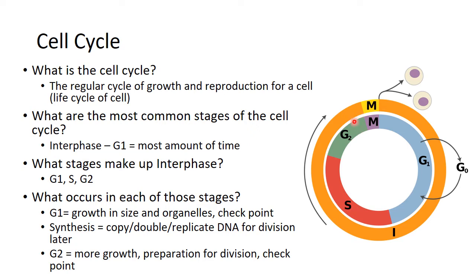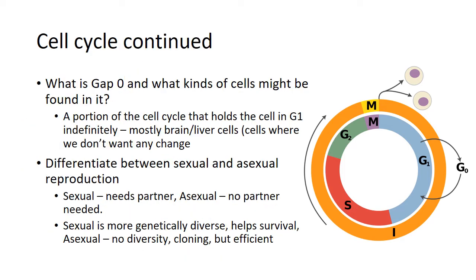And this is probably the most important checkpoint. If this cell fails to pass that checkpoint, then that's a signal to the cell like, hey, I might have to self-destruct because I could be too dangerous to actually replicate. And then, of course, everything that follows would be, well, mitosis. All right, let's move on to the next.